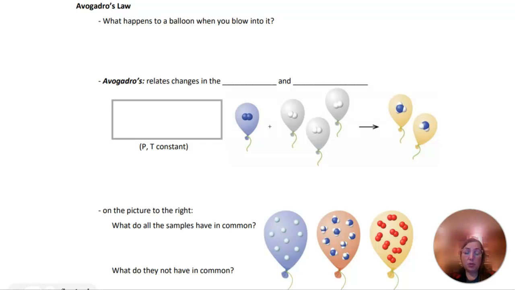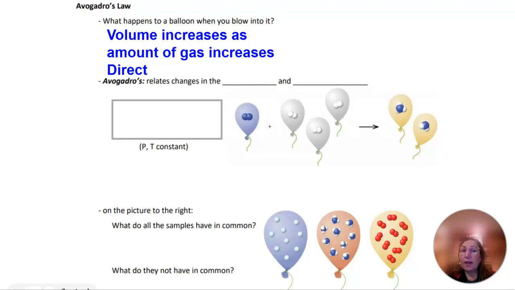What happens to a balloon when you blow into it? So you put more and more gas into it. If nothing else is changing, the volume is going to have to get bigger when you put more gas in it. That's the only way to keep pressure and temperature constant.